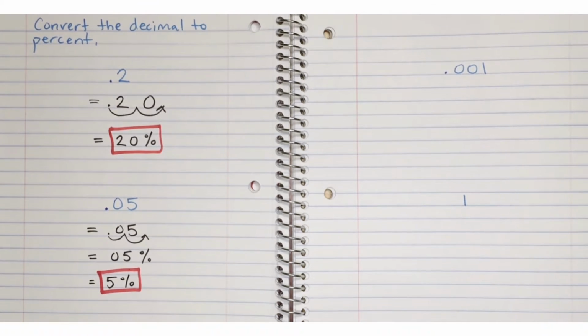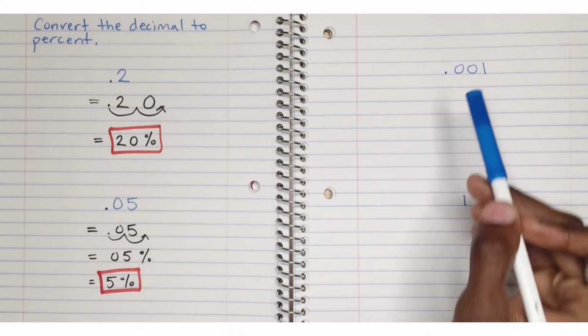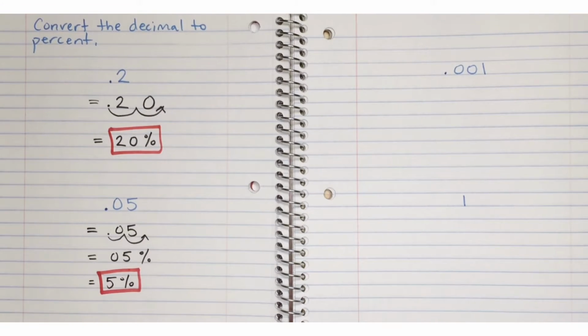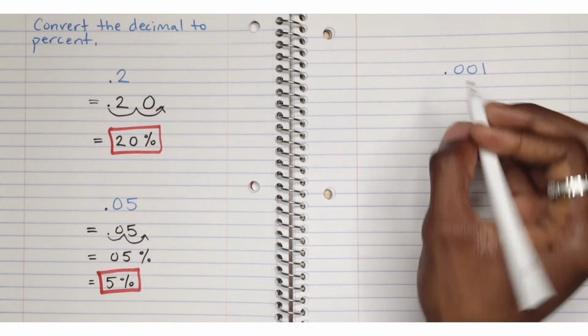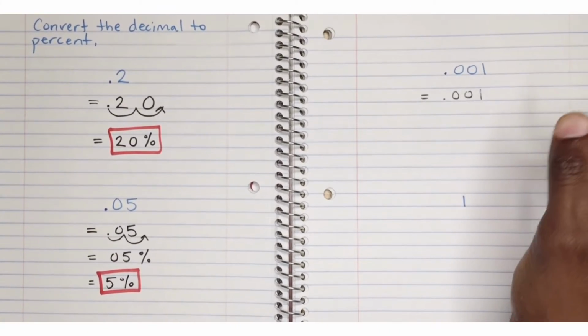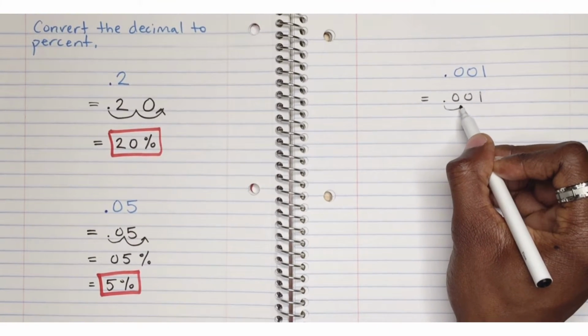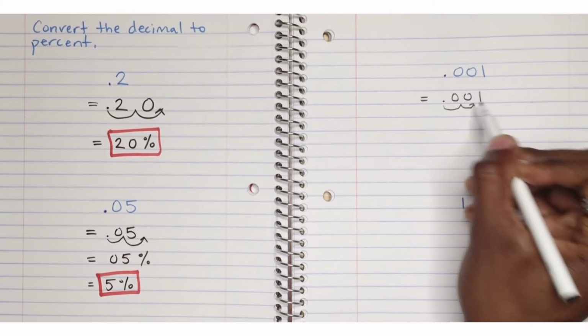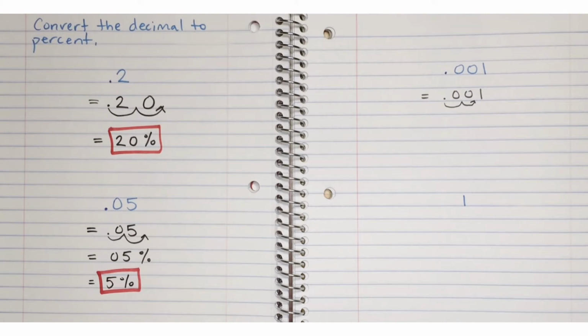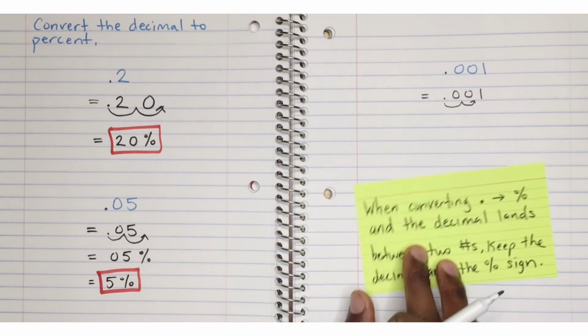So if we look on to our third example, we see here 0.001. Now this one is a little bit different. I'm going to show you why. So of course, our first step, we're going to rewrite 0.001, and then we're going to move this decimal 2 spaces to the right. But now here we have a situation that we did not run into in our first 2 examples. So little common mistake alert of what happens.